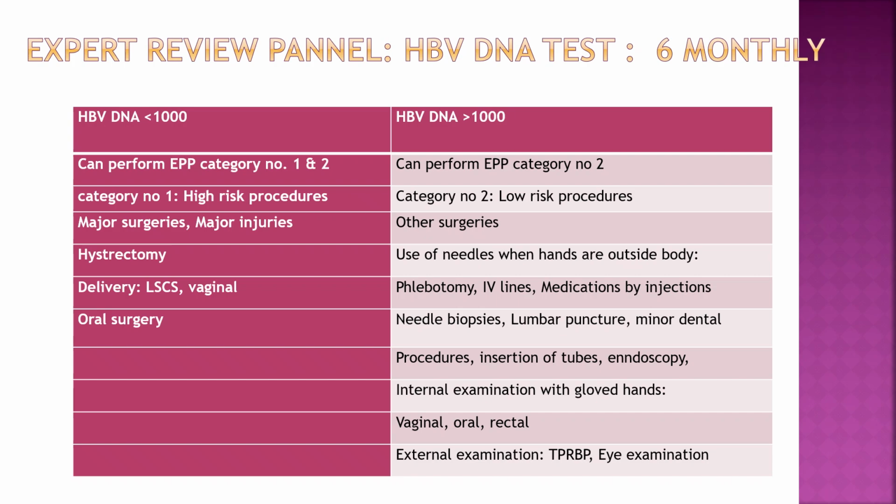Needle biopsies, lumbar puncture, minor dental procedures, insertion of tubes, endoscopy, internal examination with gloved hands, that is vaginal, oral or rectal, then external examination like temperature, pulse, blood pressure, respiratory rate, eye examination can be done. So with a hepatitis B virus load of less than 1000, the worker can perform both categories of procedures, high risk and low risk. If it is more than 1000, then category number 1 is not advised, so only category number 2, that is low risk procedures, can be done.